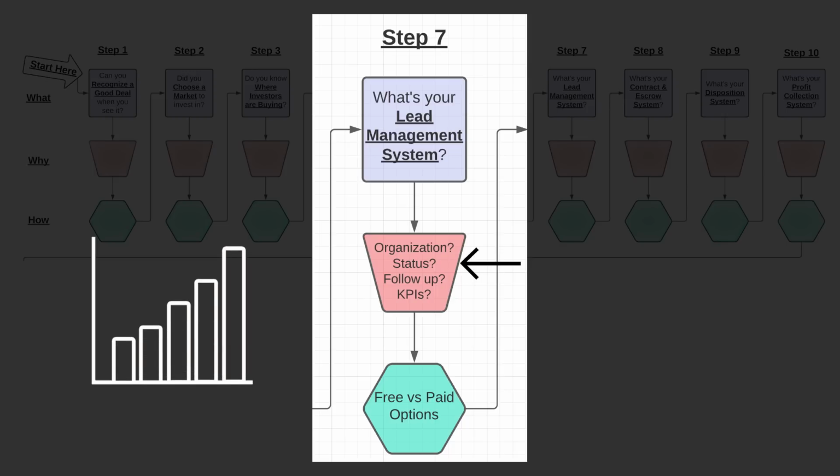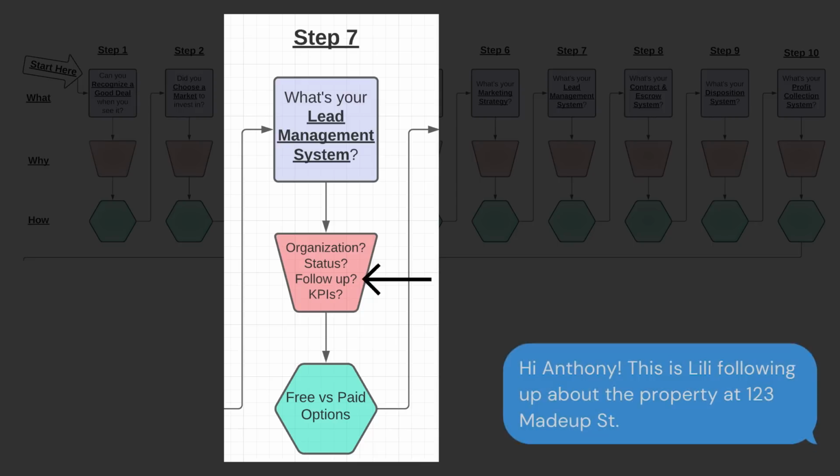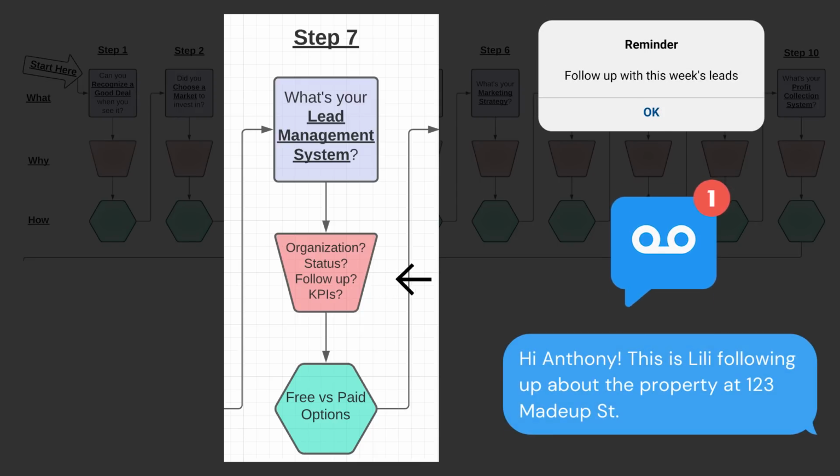You want your system to be able to track how well things are going. How many leads are you contacting a month? How many offers are you making a month? And what's your average profit per deal? You gotta know these things. And then third, you want a system that can follow up with your leads to the point where it automatically sends out text messages or ringless voicemails, or it reminds you to go in and manually do those things.